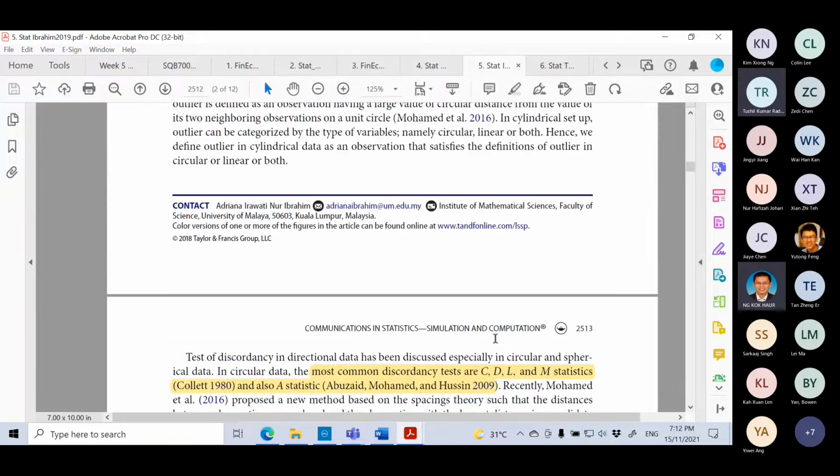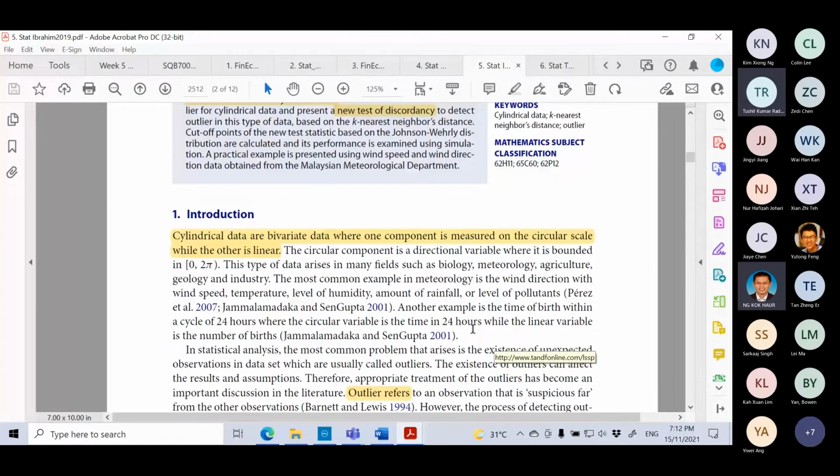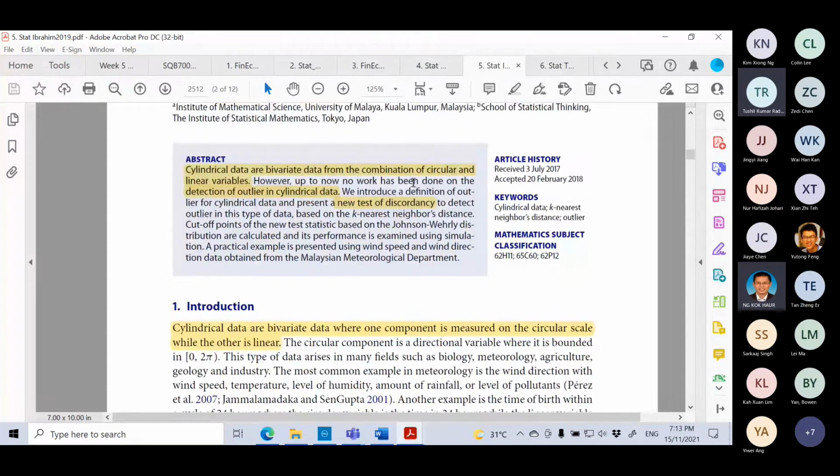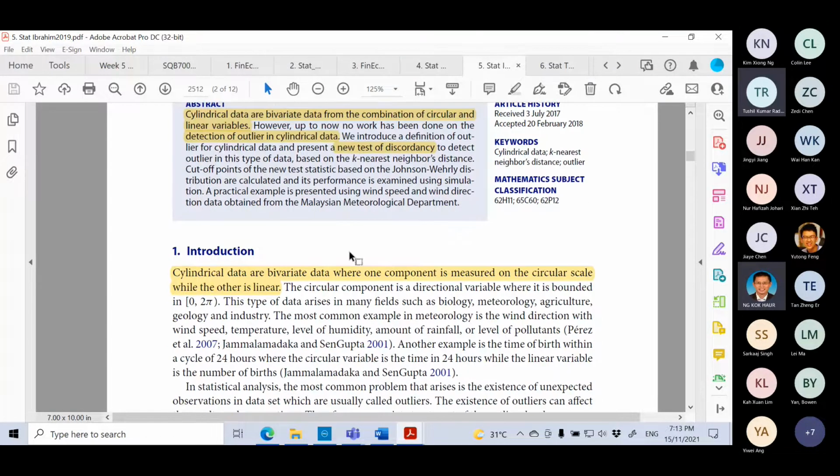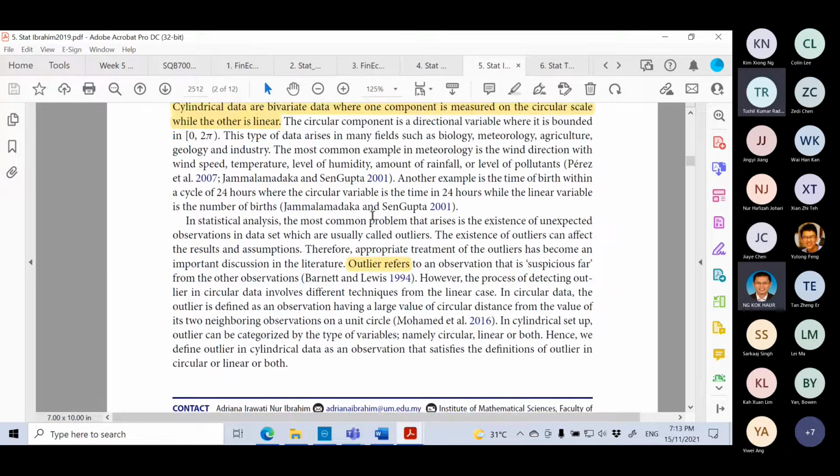So for this paper, the first thing is we look at the abstract. From the abstract, they must include the information we can get from the introduction or literature review. Then from the literature review, they will lead you from that part to the research problem you have.